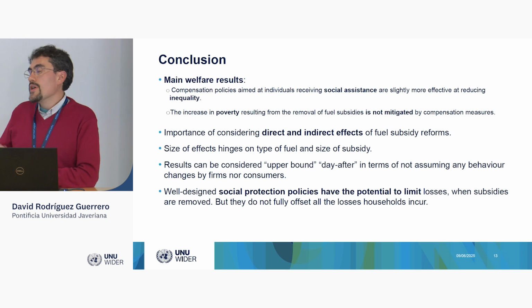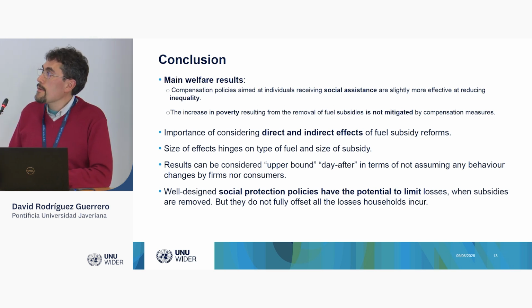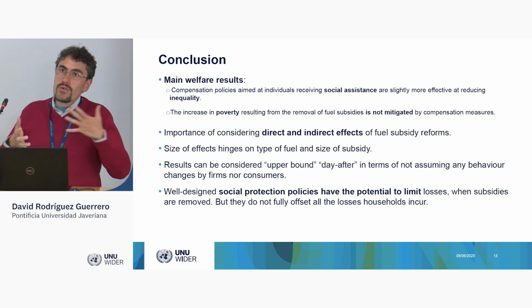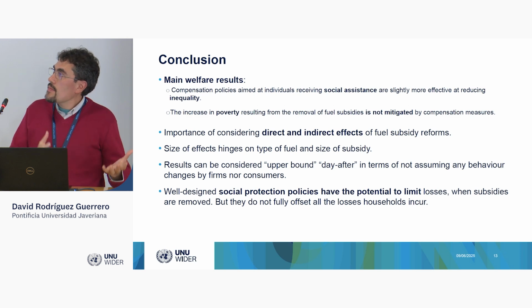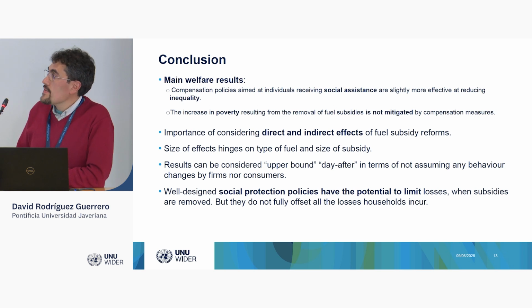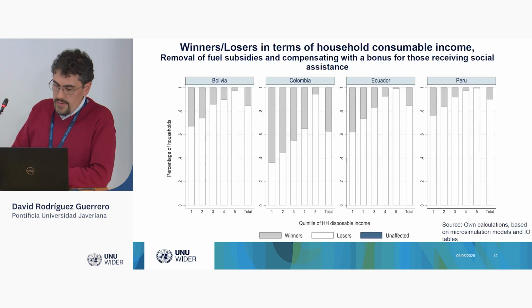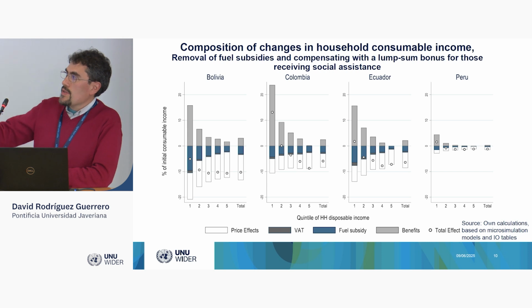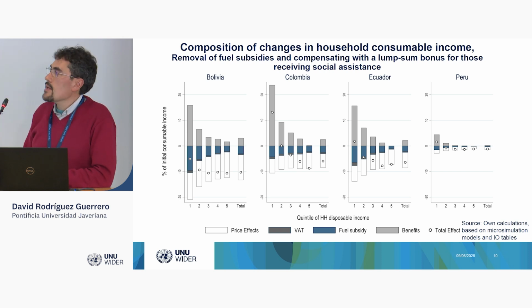So we also analyze the effects on poverty and inequality, and the idea is that despite recycling, in some scenarios, all the resources that the government receives from removing the fuel subsidy, it is difficult to reach the bottom of the distribution if we use the transfers that are in place. In some of the countries, as we saw, they are going to be better off, but the rest of the distribution is going to be worse off.